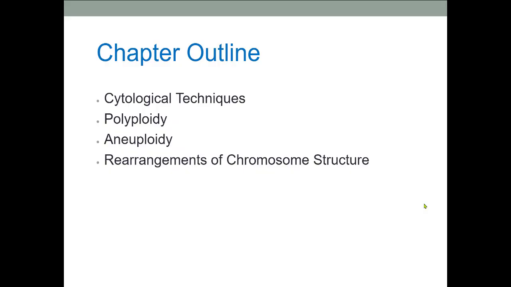So polyploidy could be completely normal in an organism. We talked about triploid and tetraploid and hexaploid organisms. That's fine. But if an organism is supposed to have one ploidy and for whatever reason it has another one, that's a problem. So under aneuploidy, we had all the things with translocations and deletions and additions, duplications. So lots and lots of different versions of that. And then at the end, talking about rearrangement of chromosome structure.